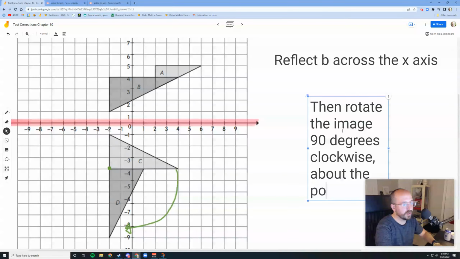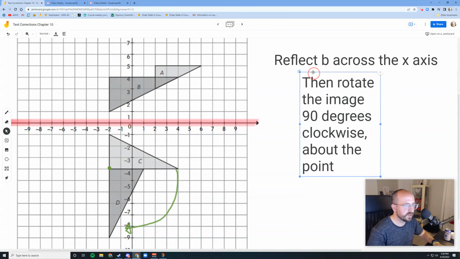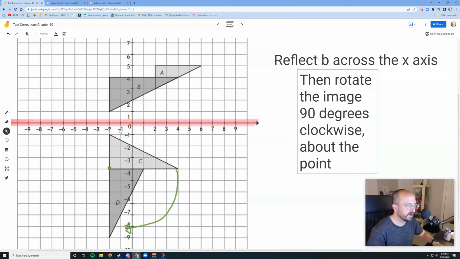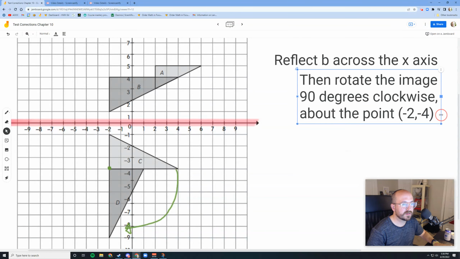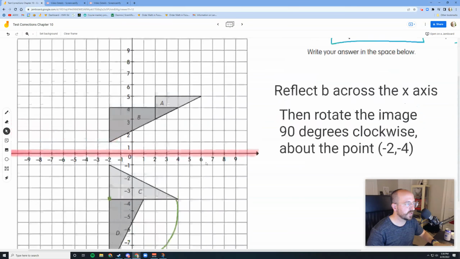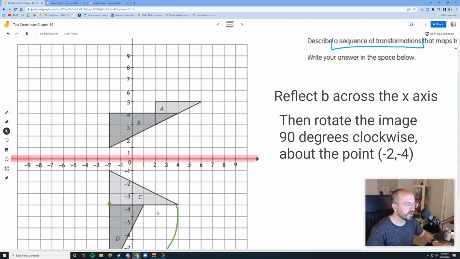About the point would be the origin. No, I wanted this to stay here. If I did 90 degrees, then it would go up there. I need it to stay where it is and just go further down. So about the point, that's going to stay the same. The invariant point, -2, -4. Boom. I think that's the easiest way to do it: reflect it first, then rotate it.